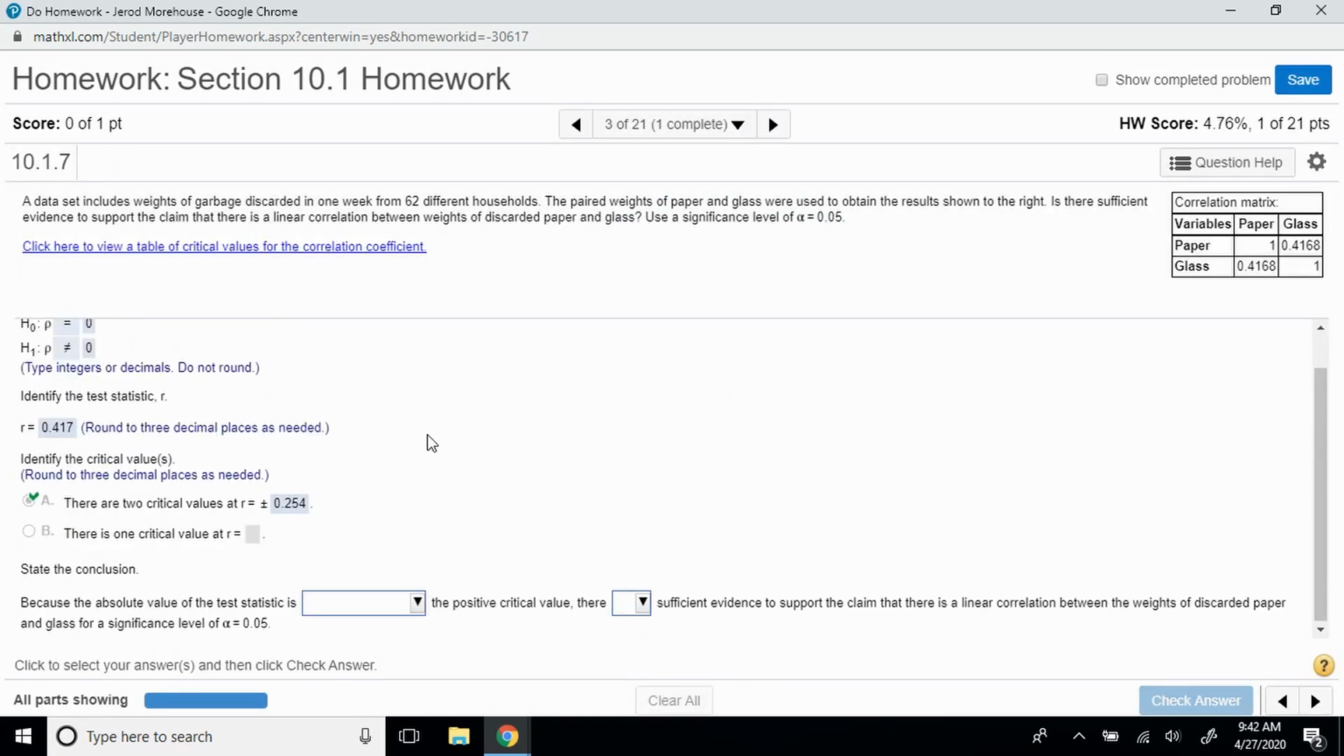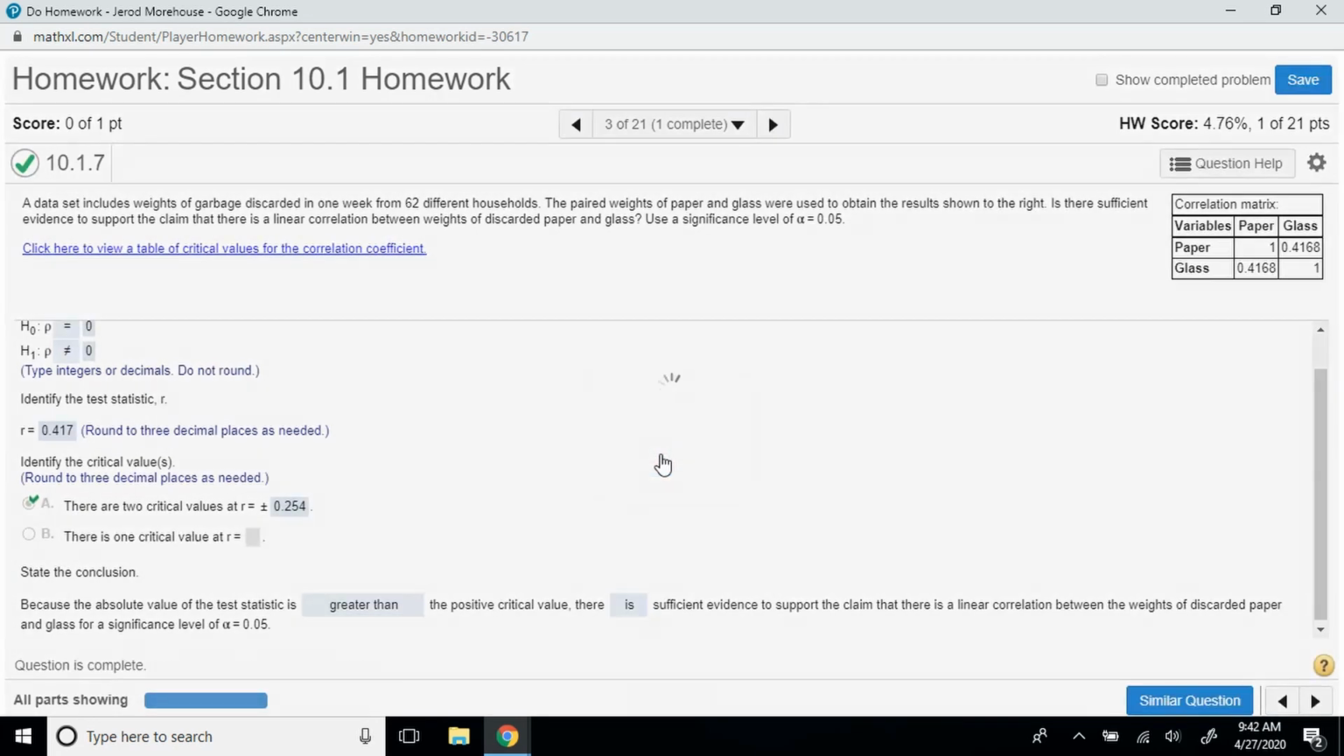Awesome. Now we're going to compare the correlation coefficient to our critical value. The absolute value of this is 0.417. That's larger than 0.254. So we are going to reject the null hypothesis. Because the absolute value of the test statistic is greater than the positive critical value, there is sufficient evidence to support the claim that there is a linear correlation between the weights of discarded paper and glass for a significance level of 5%. Let's check our answer.